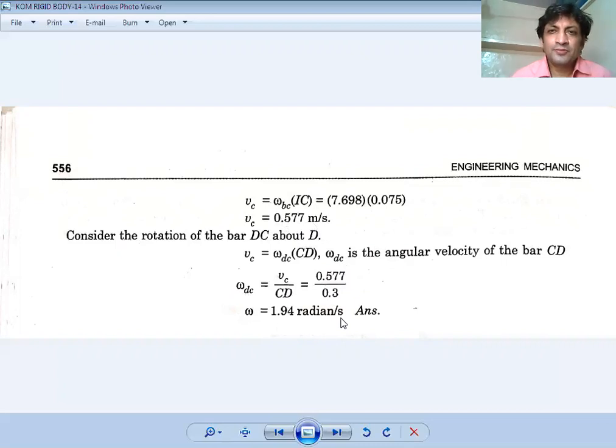So students, in this way we have completed this problem of the 4-bar mechanism. You should also keep on trying other problems on kinematics of rigid body. Okay, thanks for watching this video.